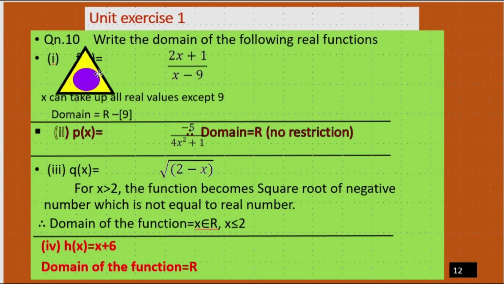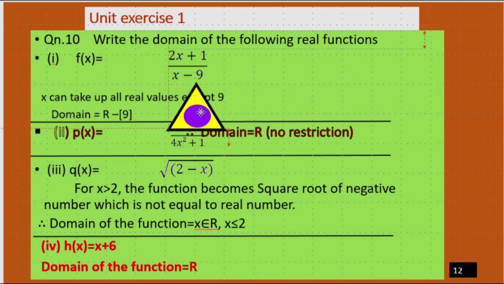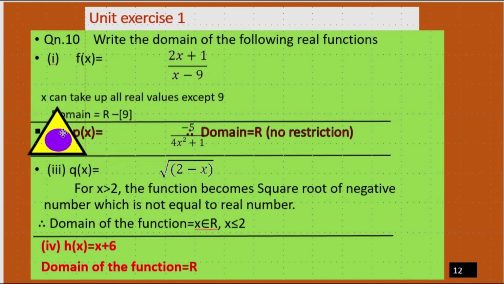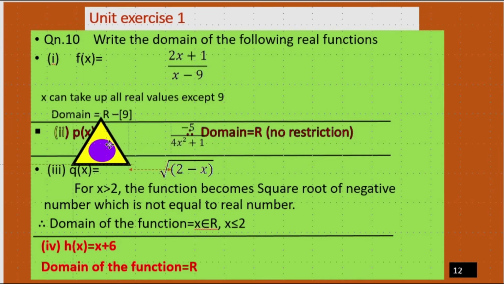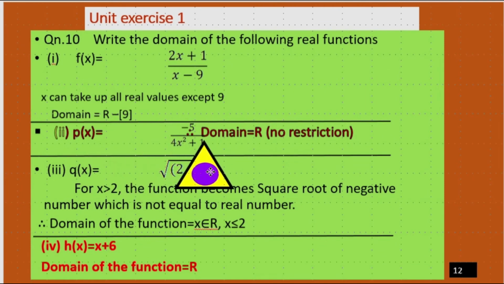Question number 10. Write the domain of the following real functions. f of x equals 2x plus 1 by x minus 9. x can take all real values except 9. Hence the domain equals R minus {9}. Then p of x equals minus 5 by 4x square plus 1. Domain is R, no restriction, because the denominator will not become 0 for any value of x.